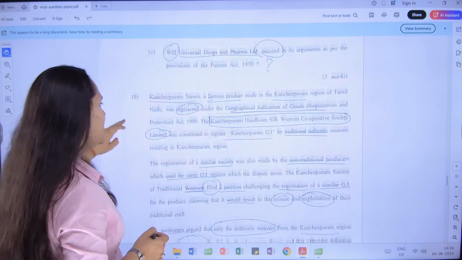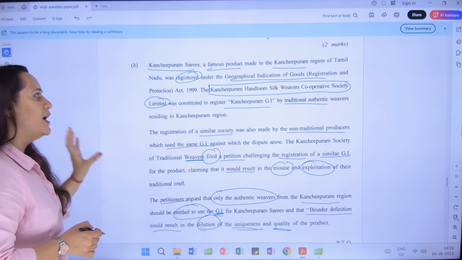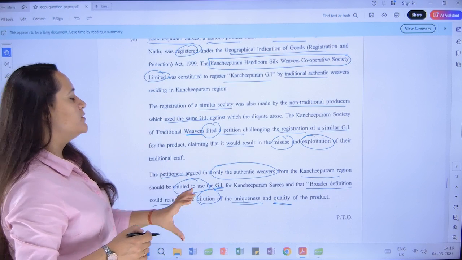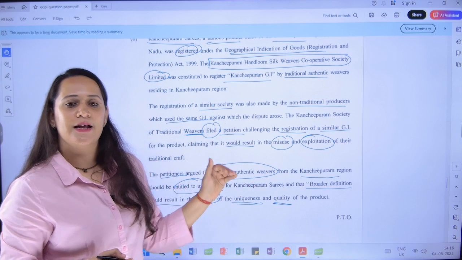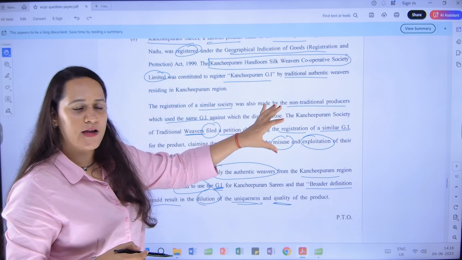Okay. Next, the second question is on the basis of geographical indication. They say that this Kanchipuram silk is from Tamil Nadu. A particular cooperative society, Kanchipuram Handloom Silk Weavers Cooperative Society, had made an application for GI, and the GI is registered in the name of this cooperative society.